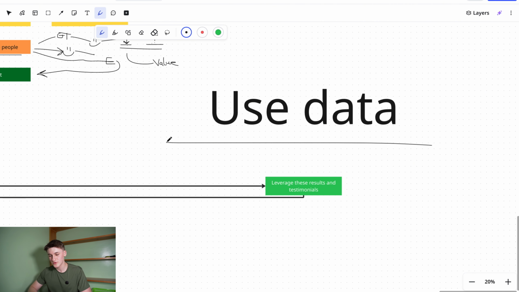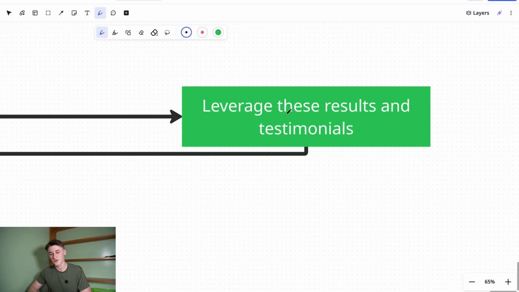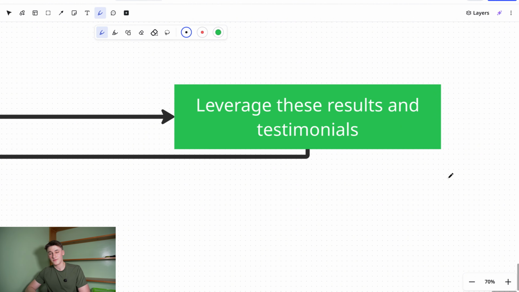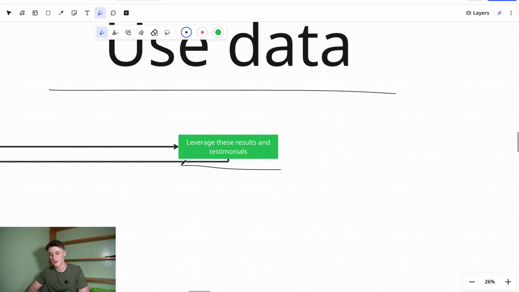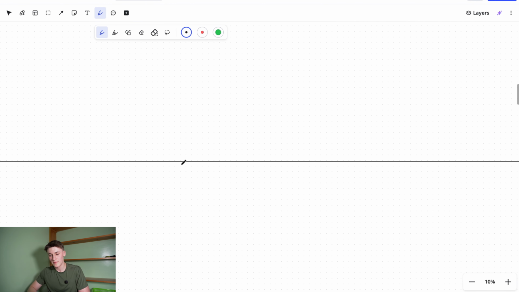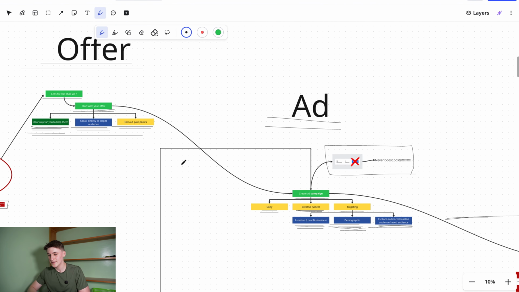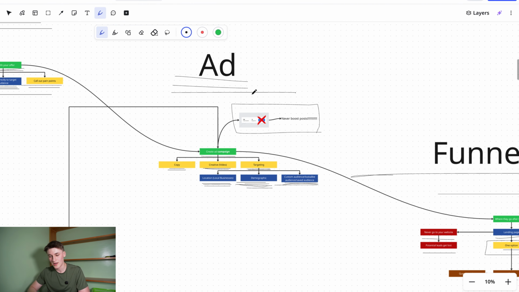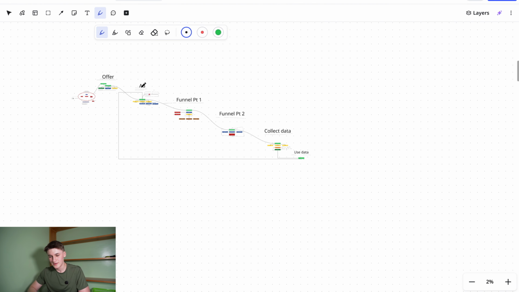So then you want to use the data. You've got people to sign up, you've got people to pay, and they've gotten results, they're really happy. So you want to leverage these results and testimonials, and you put them all the way back into the ad part of the funnel, and the whole system repeats again. So it is a whole process you have to go through: first understanding your offer, then your ad, your funnel, collect data, use that data all the way back into the ad, and just keep pumping that system round and round. So that's the video pretty much.